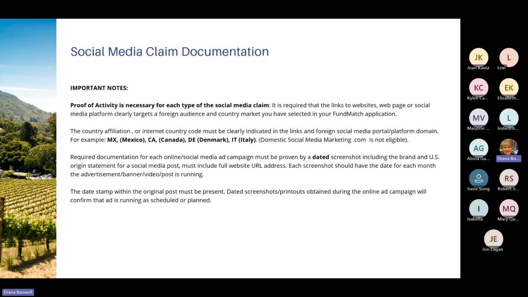Required documentation for each online social media ad campaign must be proven by a dated screenshot, including the brand and the U.S. origin statement for a social media post. Must include a full website URL address. Each screenshot should have the date for each month for the advertisement or the post that is running. The date stamp within the original post must be present, and the dated screenshots and printouts obtained during the online ad campaign will confirm that the ad is running as scheduled or as planned.